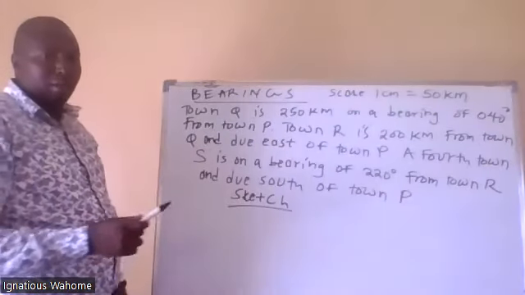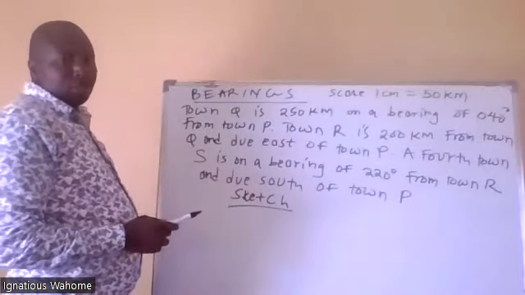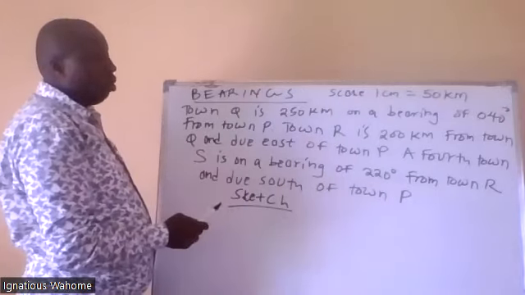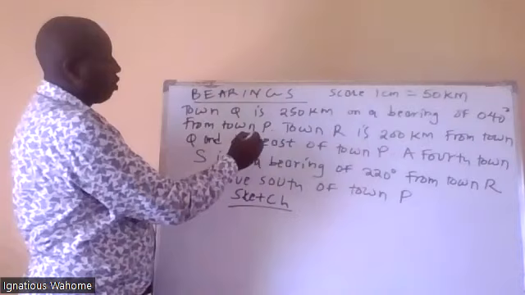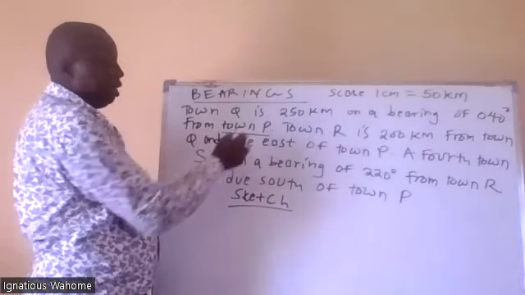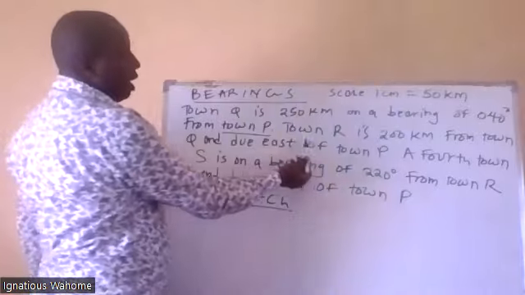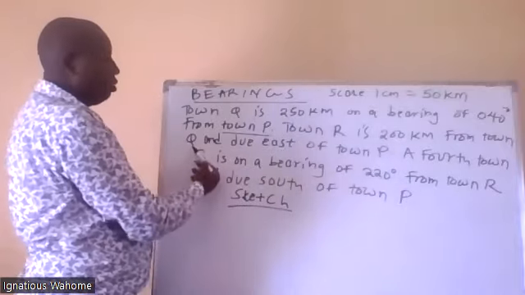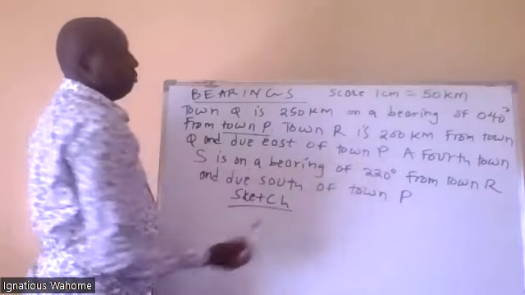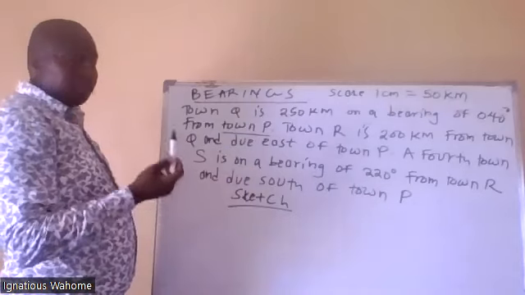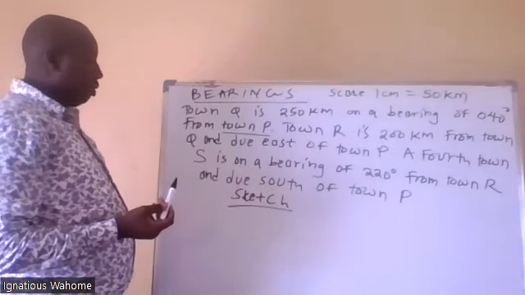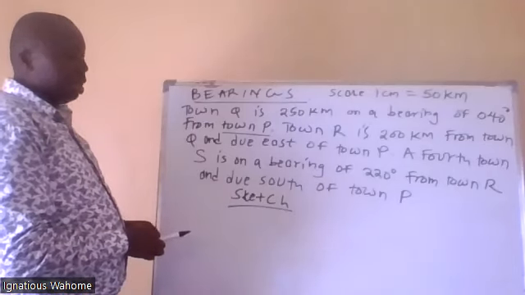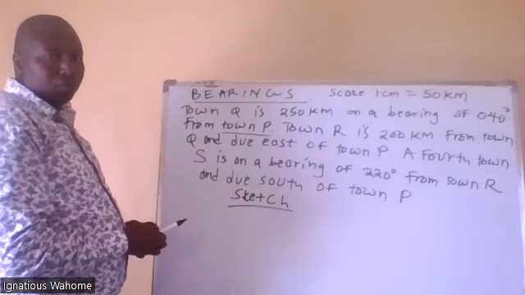So this one is a question on bearings. So there's a question here. Town Q is 250 kilometers on a bearing of 040 degrees from town P. Town R is 200 kilometers from town Q and due east of P. Then a fourth town S is on a bearing of 220 degrees from R and due south of town P.